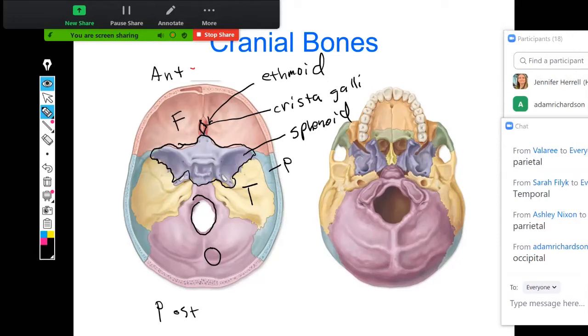There's a couple of important regions on here. So since we're looking at the sphenoid, let's talk about that. Right here, there's a little depression. It's called the sella turcica. Sella turcica literally means Turk's saddle. It's like a Turkish saddle that one might ride a horse with.